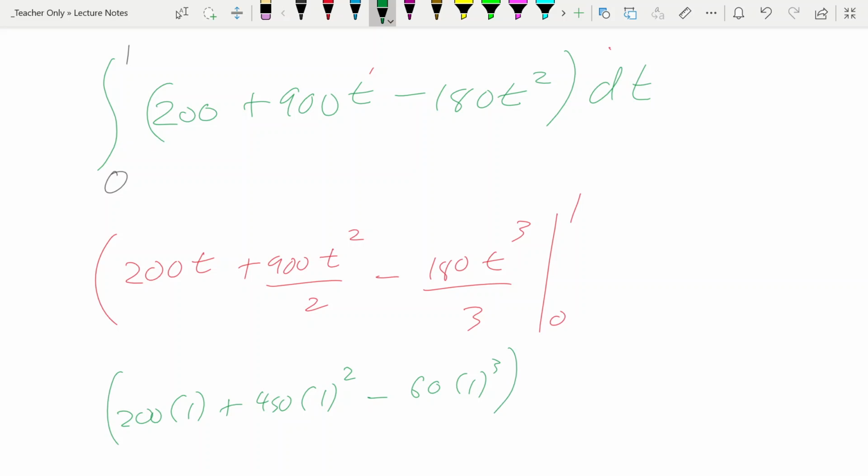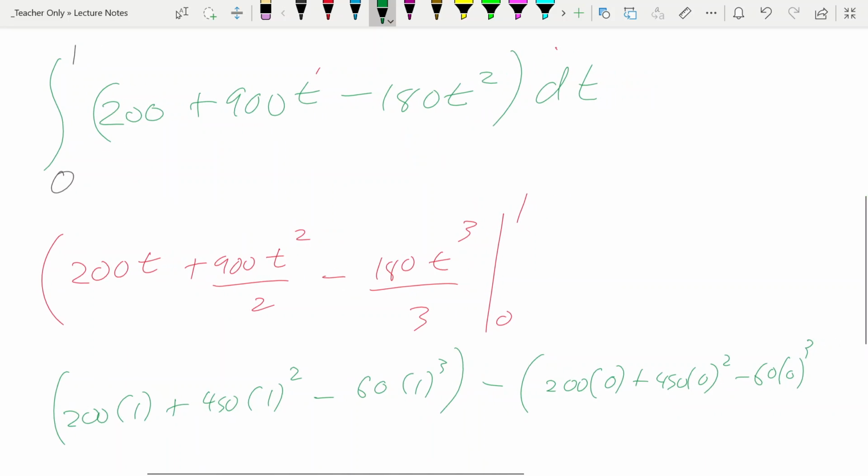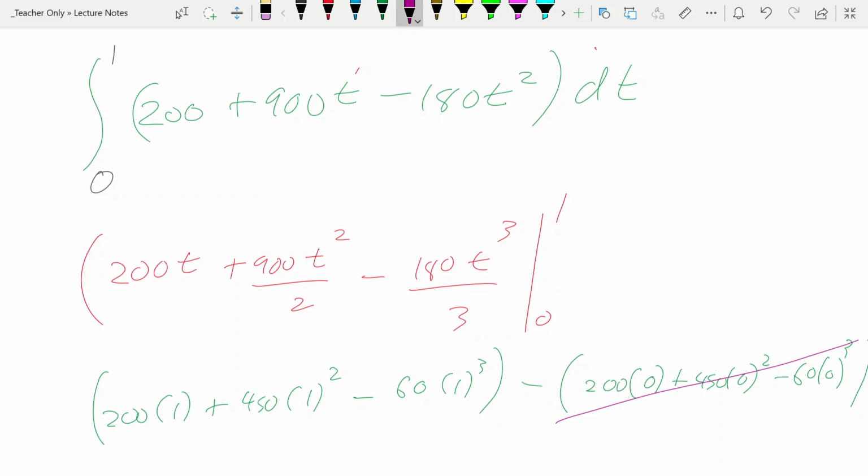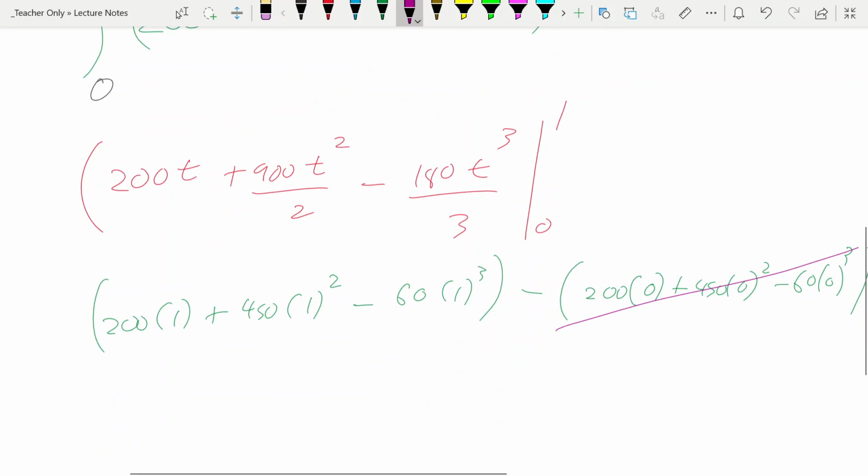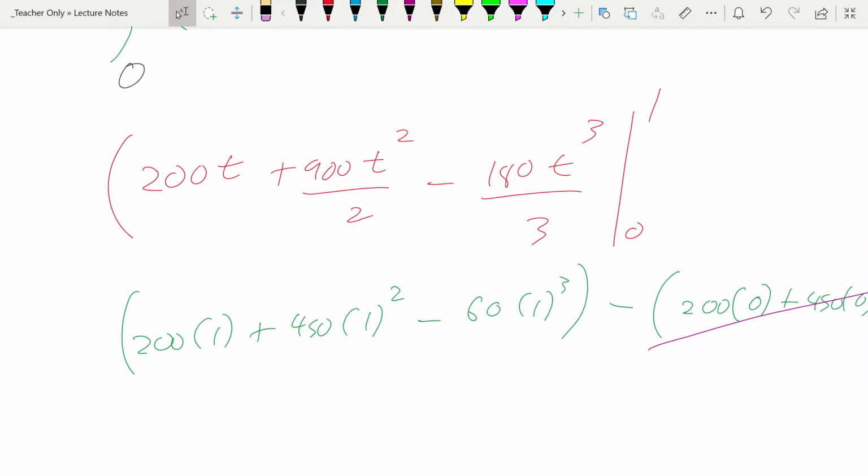Now, the fundamental theorem of calculus says you sub in the 1, minus, now we do the exact same thing, subbing in the 0. Now, this is going to be far less interesting because it's going to be 200 times 0 plus 450 times 0 squared minus 60 times 0 cubed. And for those of you who have been paying attention, that just makes 0, right? It doesn't do it every time. Don't just make that assumption, but in this case it does.